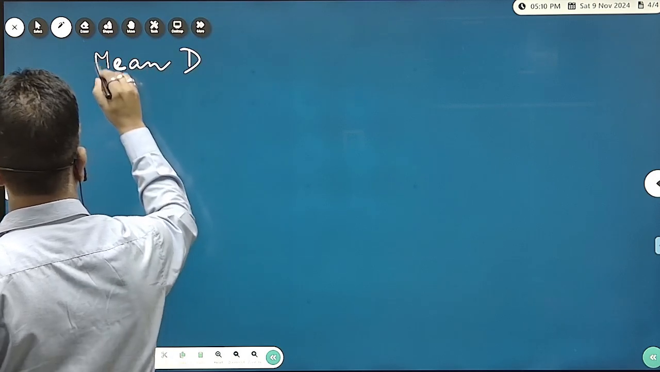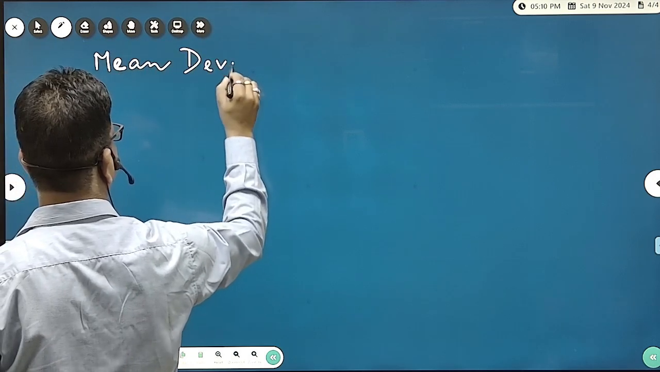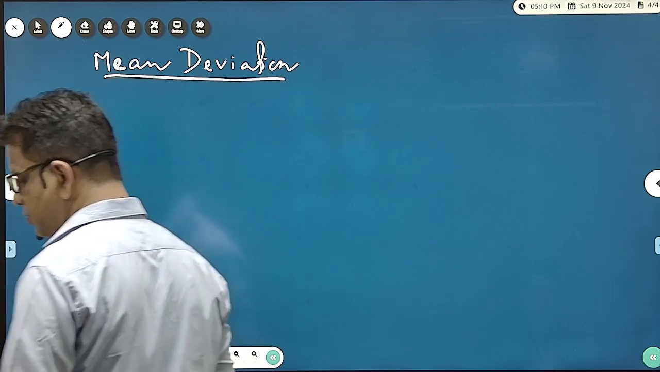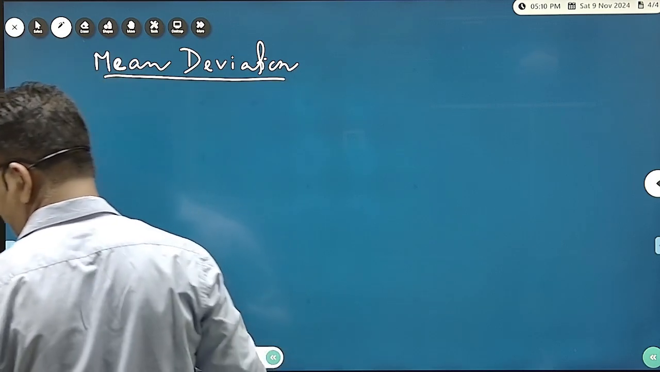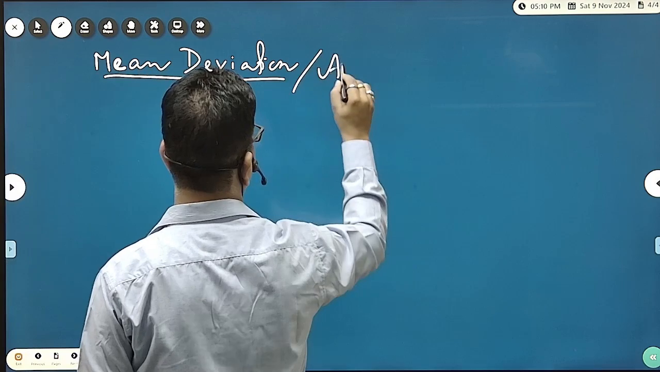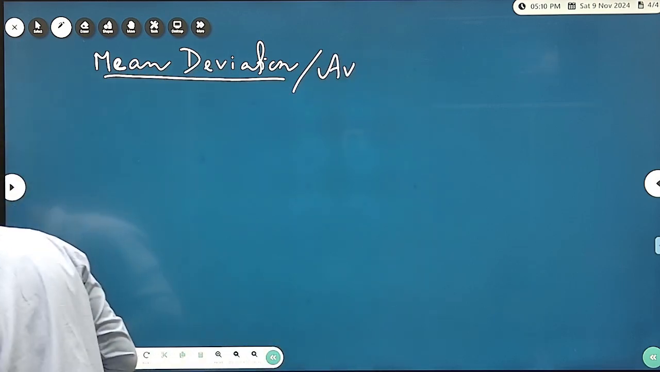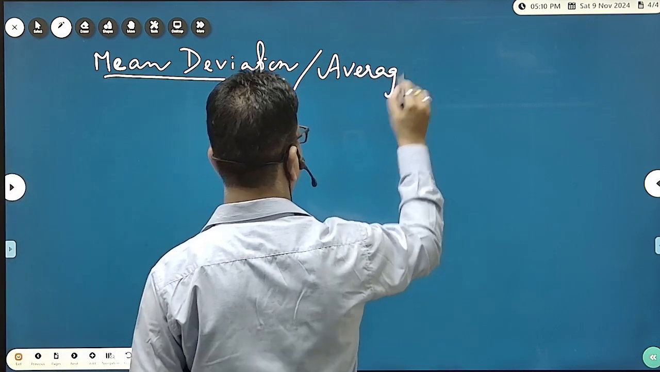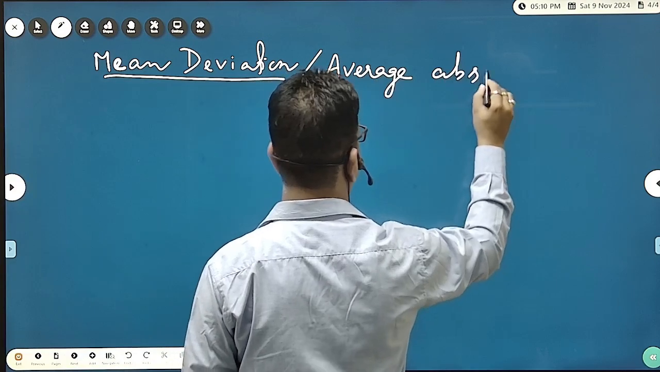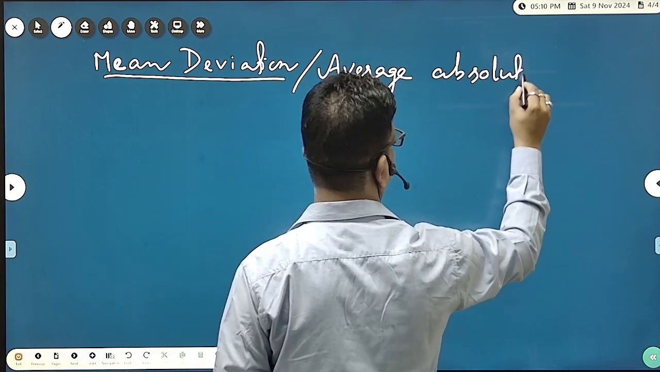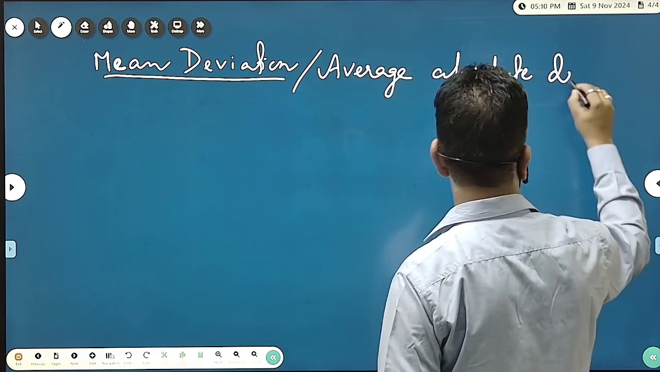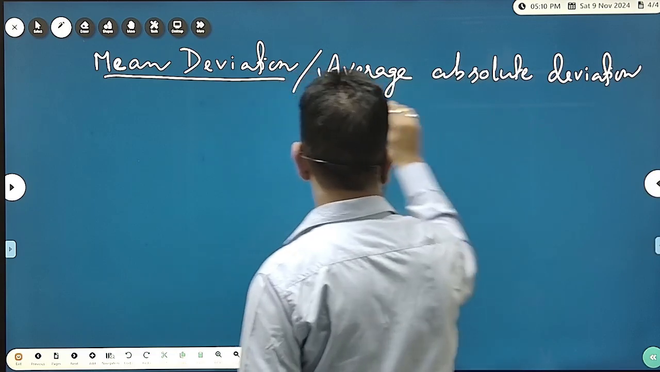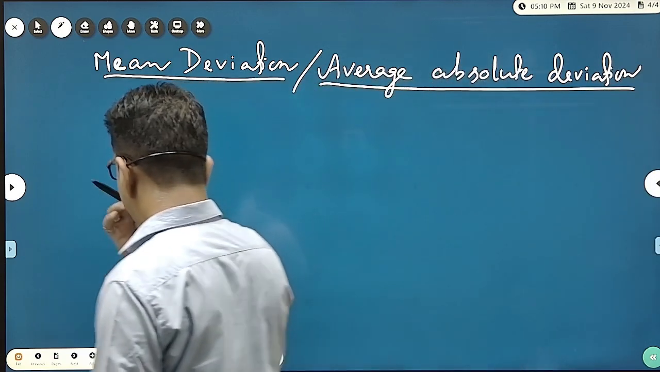Okay, so we'll start with mean deviation. Mean deviation is also known as average absolute deviation. In your module, it is there in page number 304. So, average absolute deviation. Questions of finding this come very directly.